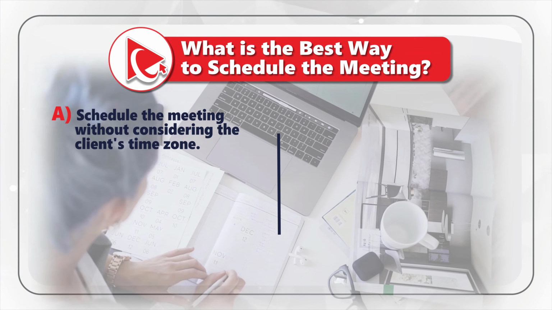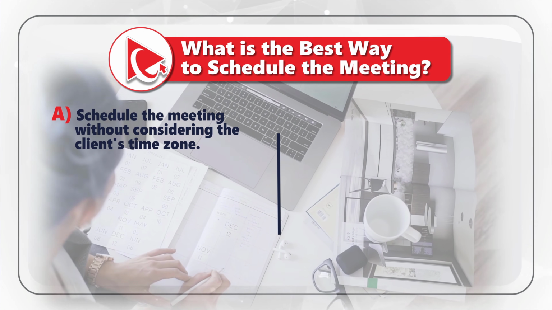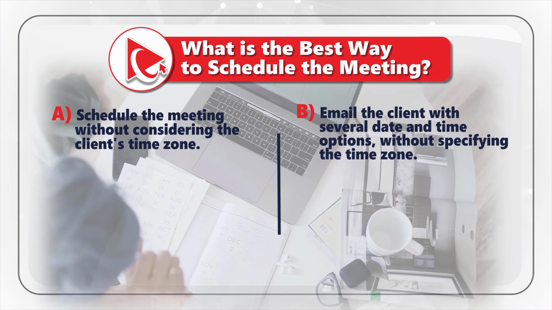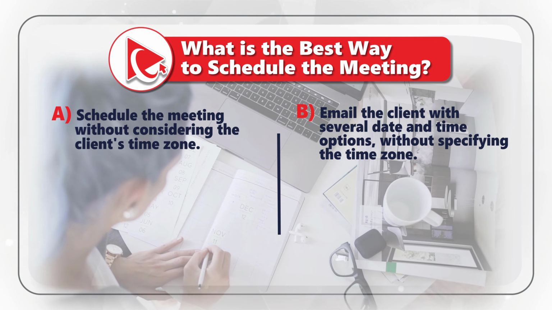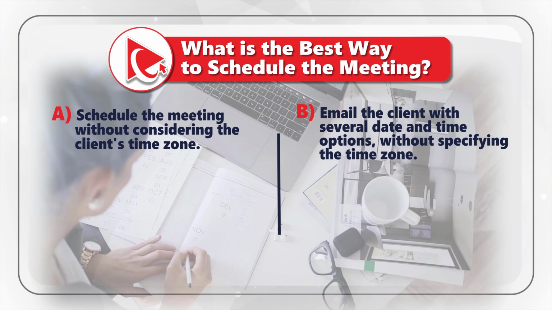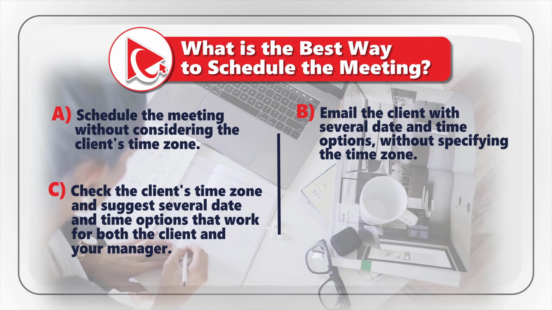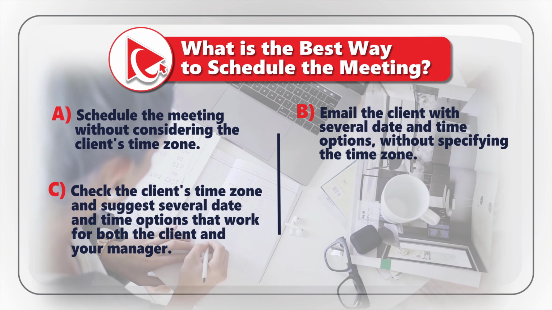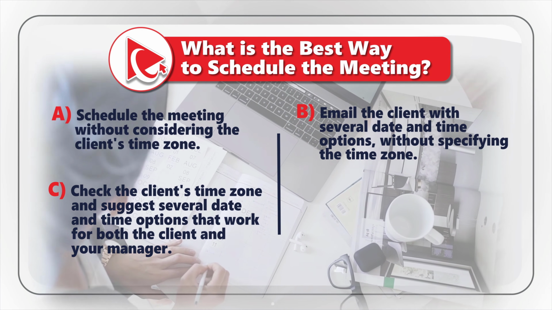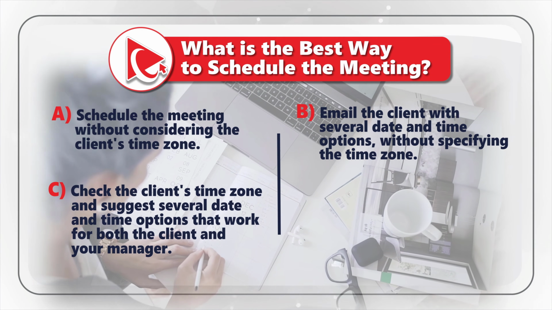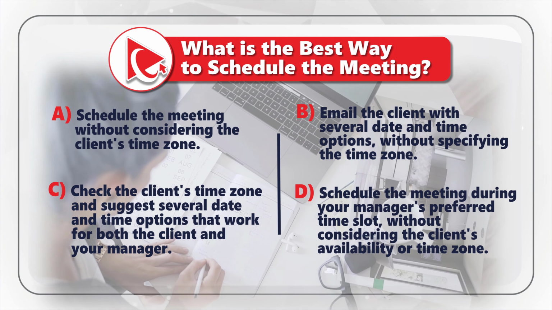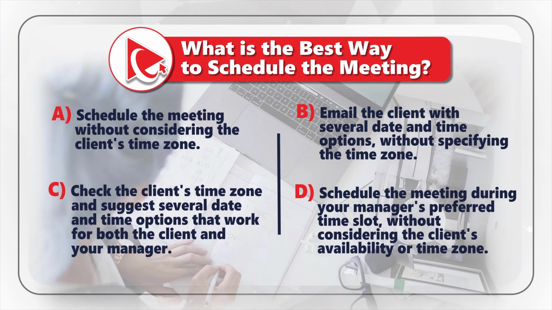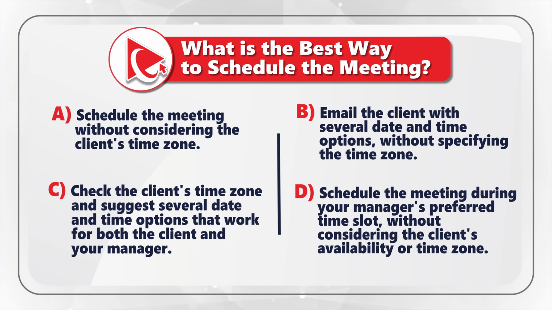Choice A, schedule the meeting without considering the client's time zone. Choice B, email the client with several date and time options without specifying the time zone. Choice C, check the client's time zone and suggest several date and time options that work for both the client and your manager. And last but not least, choice D, schedule the meeting during your manager's preferred time slot without considering the client's availability or time zone.